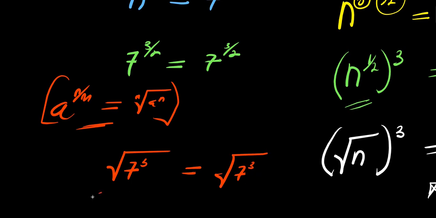So you can leave it this way. You can find the value of 7 power 3, that is 7 times 7 times 7, then you can break it down further. So that is it.